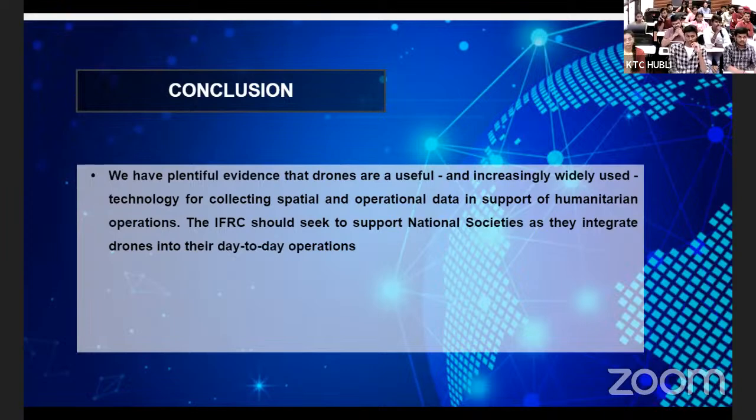Conclusion. We have plenty of evidence that drones are a useful and increasingly widely used technology for collecting spatial and operational data in support of humanitarian operations. The IFRC should seek to support national societies to integrate drones into their day-to-day operations.